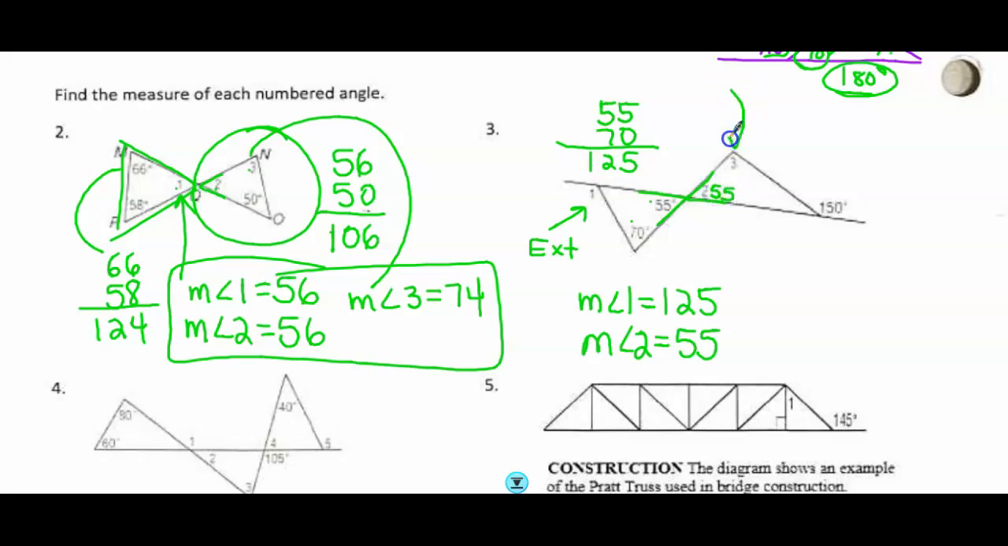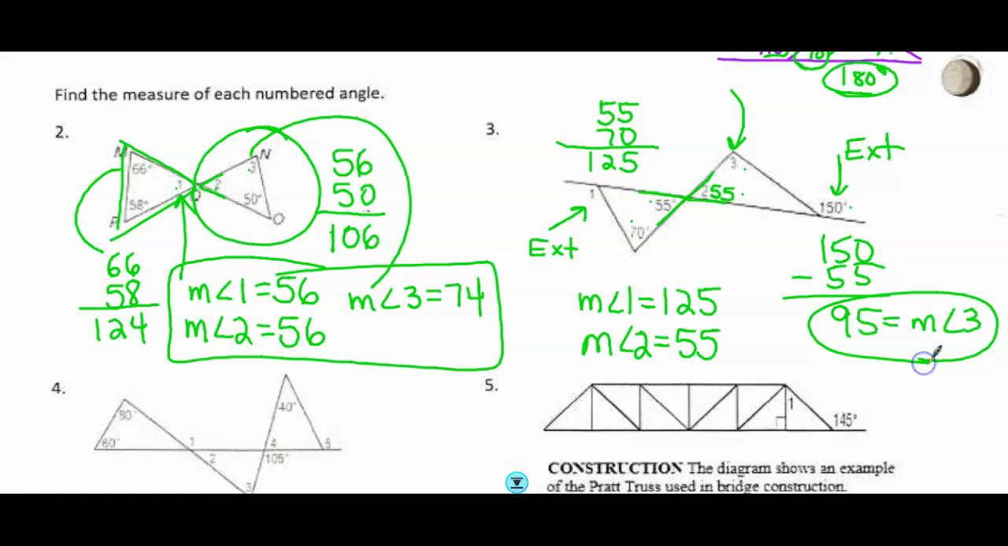And to find the measure of angle 3, you could do it several ways. We just learned that this 150 is exterior. So 55 plus angle 3 have to equal 150. So if I take 150 minus 55, I get 95. And that is the measure of angle 3. Yes, there's other ways to do it. If you have another way, that's fine.